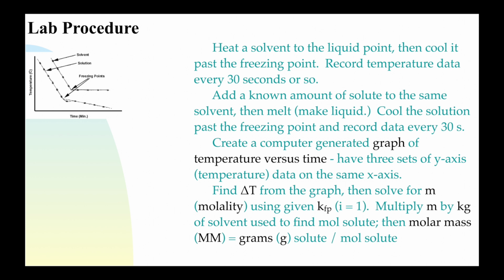KFP will be a number that's given to you. The i factor, again, is 1 for this lab. So what you'll do first is solve for molality. That little m is moles per kilogram. So if you multiply by the kilograms of solvent, that's going to get just the moles of solute. And because you knew, hopefully, how many grams of solute you entered in earlier, grams divided by moles will give you molar mass, and you're good to go.